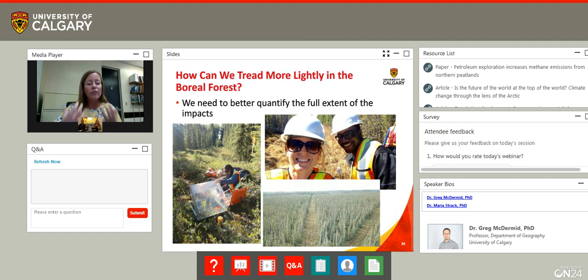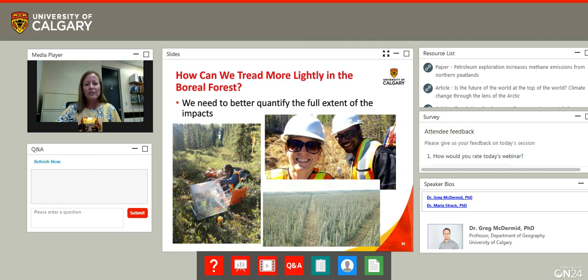So I think the very first thing we need to do, and this has been apparent to us in doing this work, is that there's probably a lot of unintended impacts out there that we just haven't really quantified yet. It's because there's a lot of different uses going on in the boreal forest right now, and it's a big place. So we need to work to better quantify the full extent of these impacts.